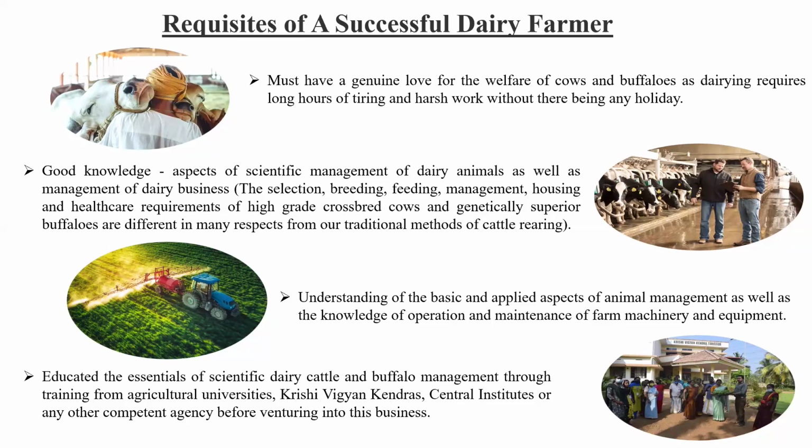And you should know about the different breeds of cows, whether it is an exotic breed or indigenous breed. And you should respect the traditional methods of cattle rearing. Since we are moving toward modernization, the farmers also should know the traditional method of cattle rearing. And the next one is you should understand the basic and applied aspects of animal management, and also you should have knowledge of maintenance of farm machinery and equipment.